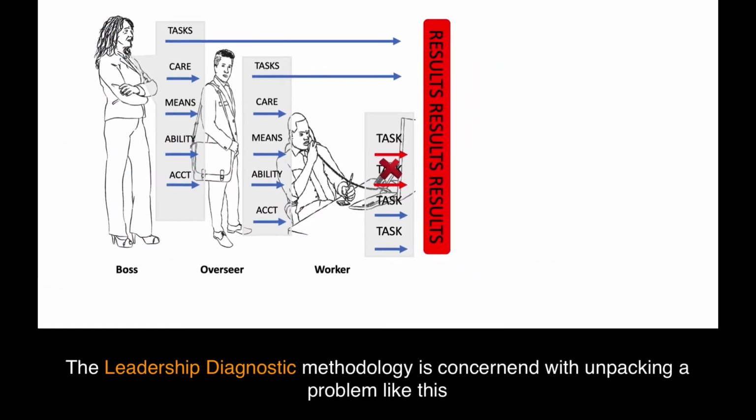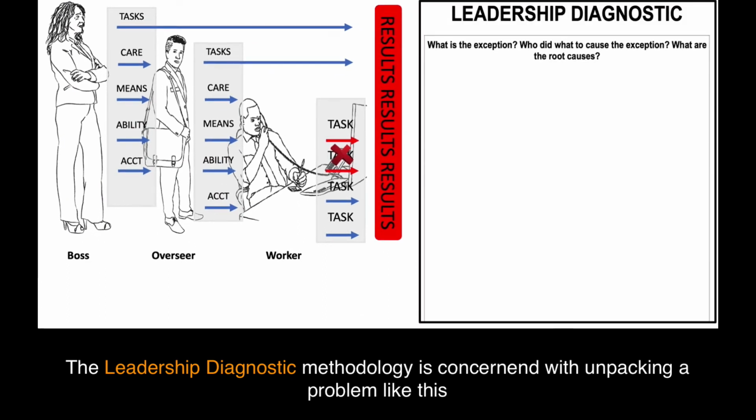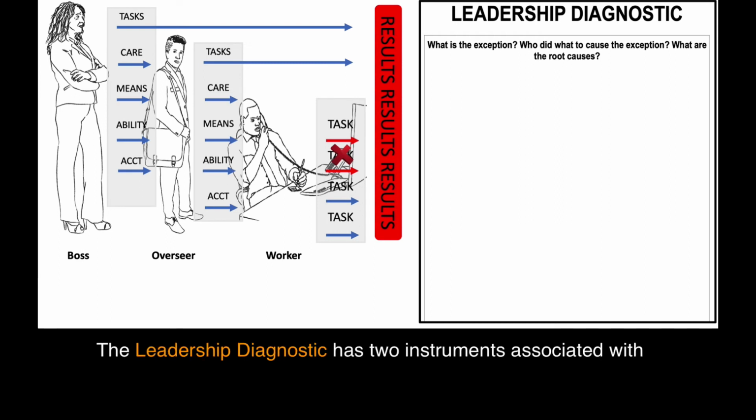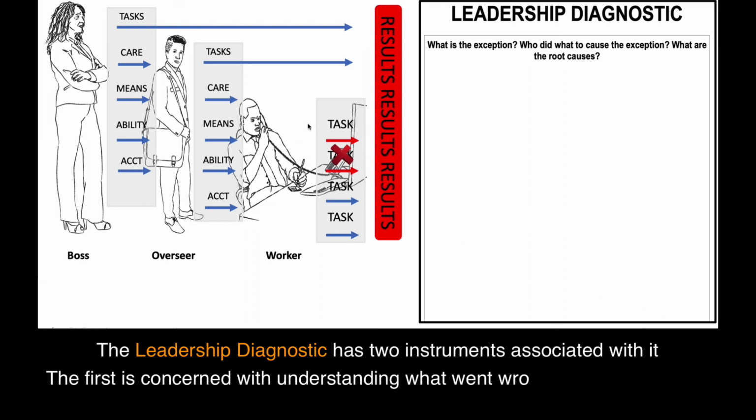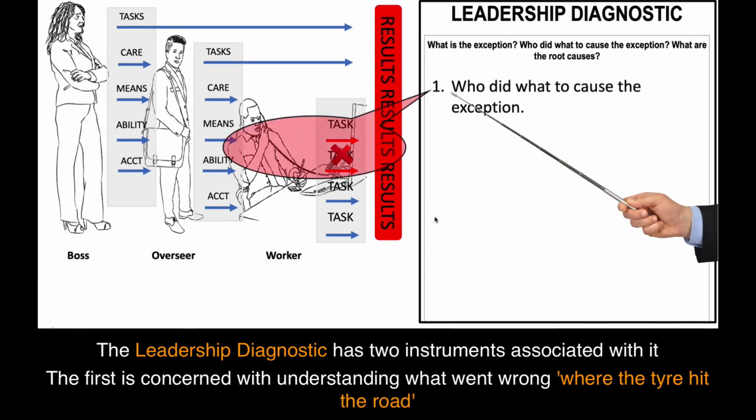And let's apply the method to this particular example. Now, the leadership diagnostic methodology has two instruments associated with it. The first is a form where you're required to work out what went wrong where the tire hit the road. And so in this case, we're asking ourselves, who did what to cause the exception?